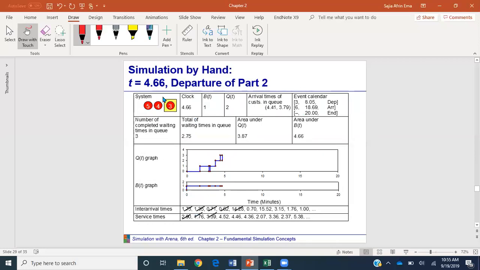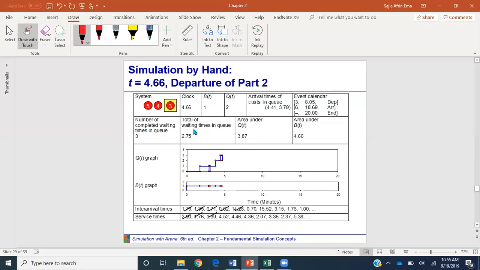Next, we'll see part 2 departed the system at 4.66 minutes. So we have that here. Still the machine is working. However, we can see QT is now reduced from 3 to 2 because part 3 entered the service. And here the number of completed waiting is 3. Why? Because now part 3 has also completed its queue time.